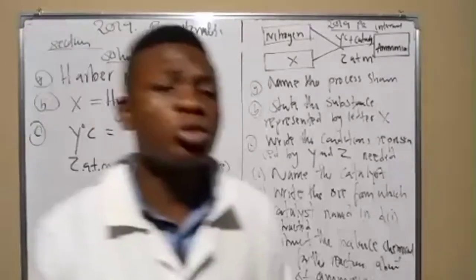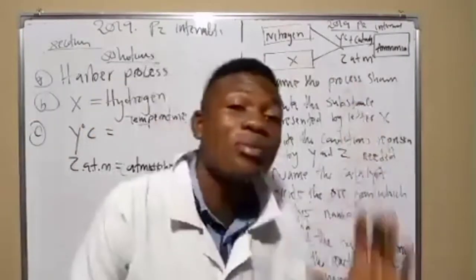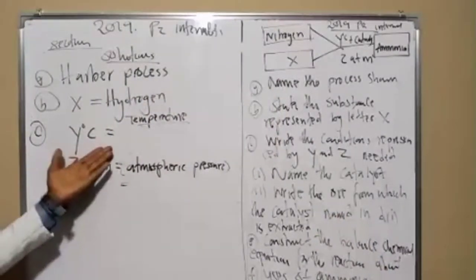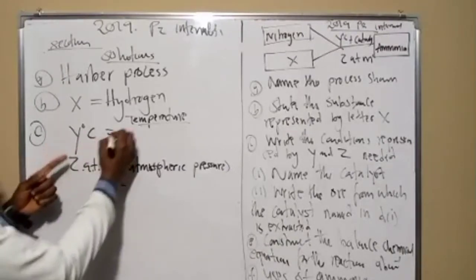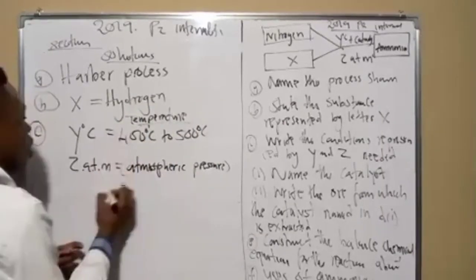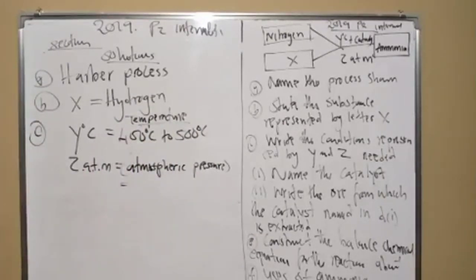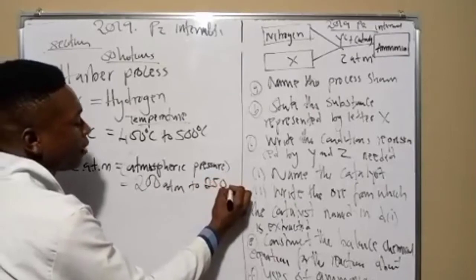What we are doing is very simple: the process of production of ammonia is called the Haber process. So what is the condition for the temperature? How is the temperature supposed to be? Constant, saying 400 degrees Celsius to 500. Yes. So the temperature must be 400 degrees Celsius to 500 degrees Celsius. What about the atmospheric pressure? It must be 200 atm to 250 atm.